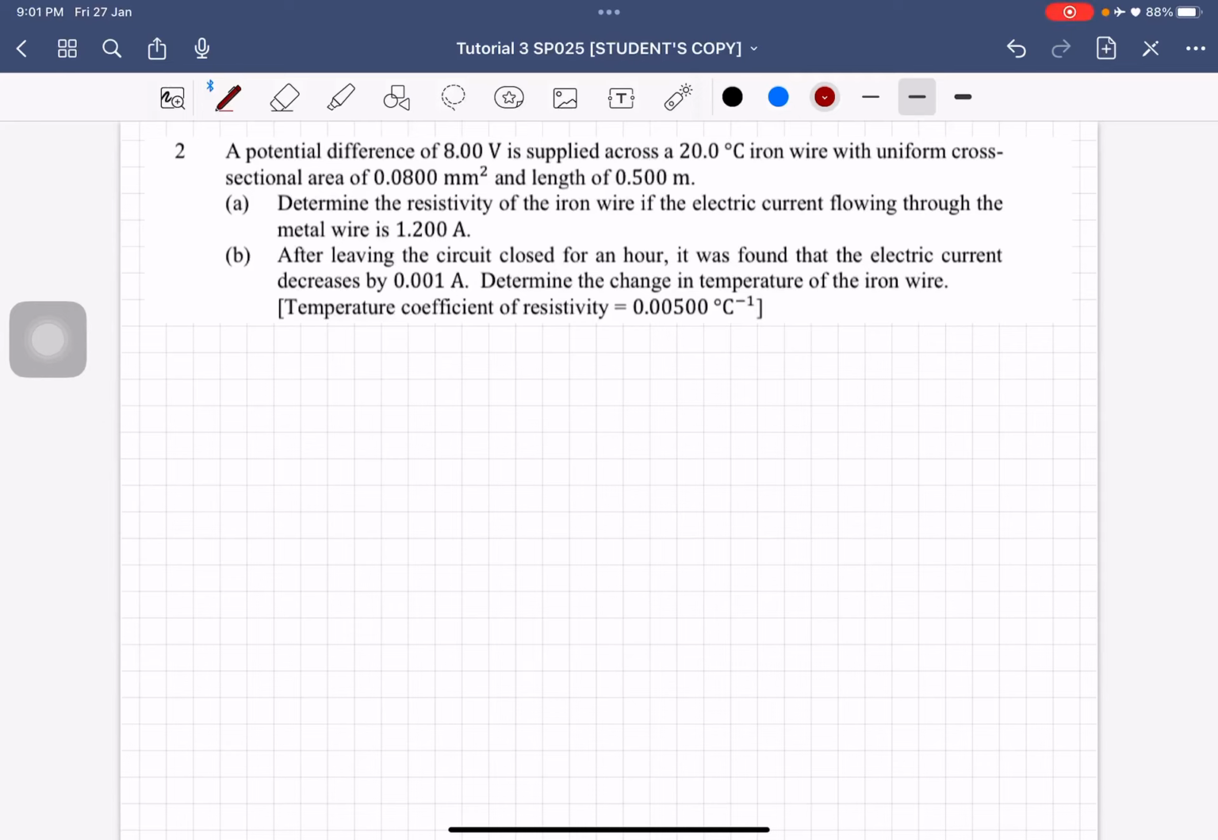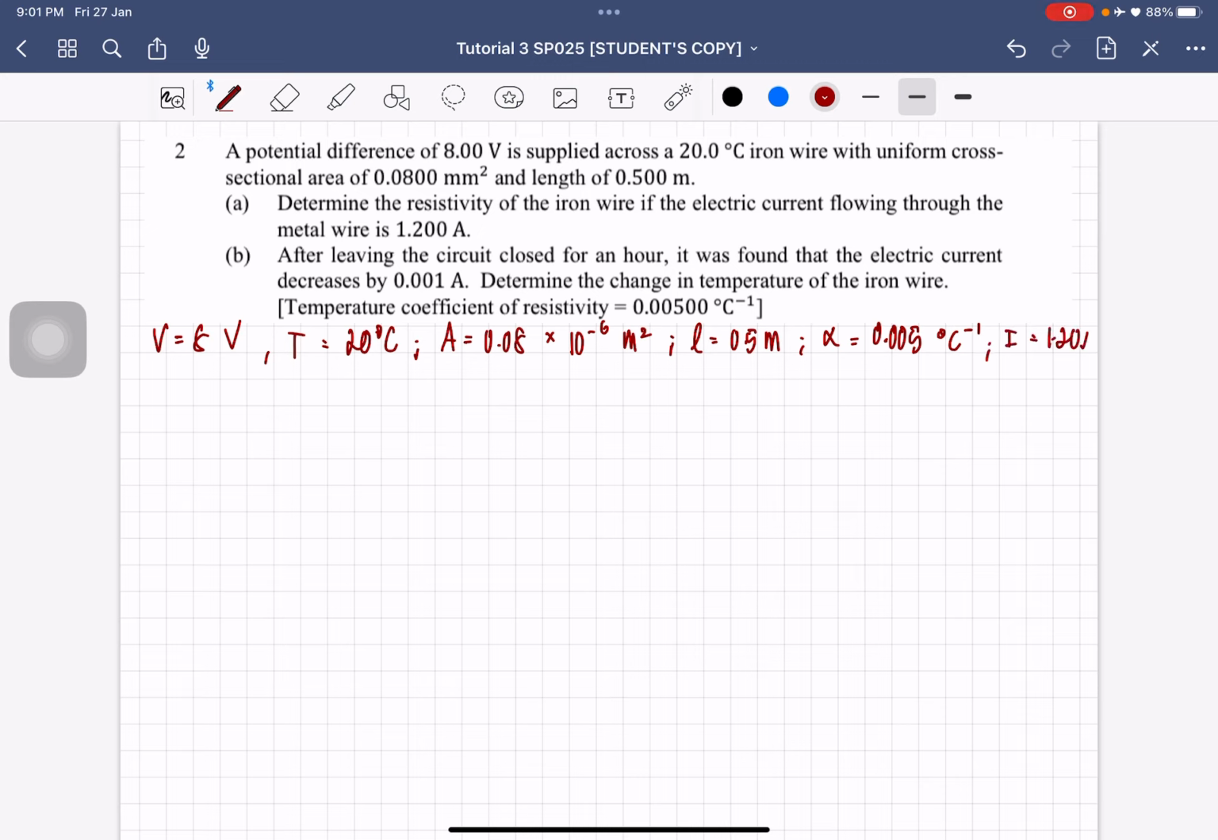Okay, question number 2. A potential difference of 8 volt, so V is 8 volt, is supplied across a 20 degrees Celsius iron wire, and it has an area of 0.08 millimeters square, so that is 8 times 10 to the power of negative 8 meters square. Given is the length of the wire, which is 0.5 meter, and the temperature coefficient of resistivity is 0.005 per degree Celsius.